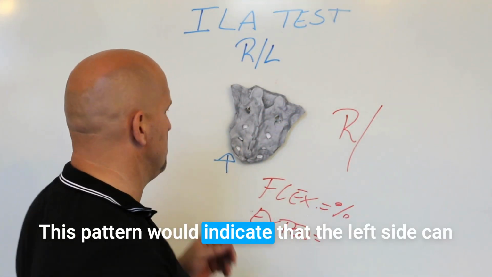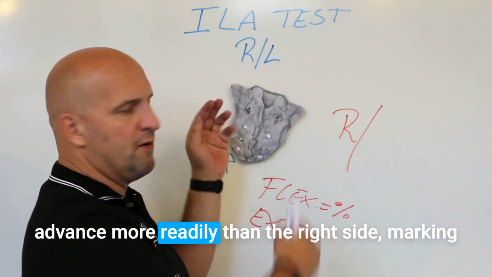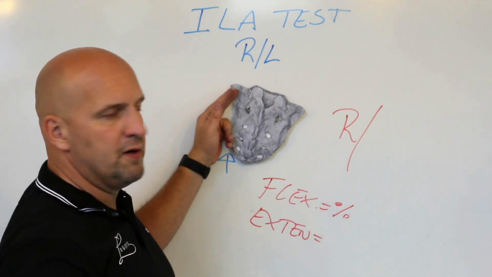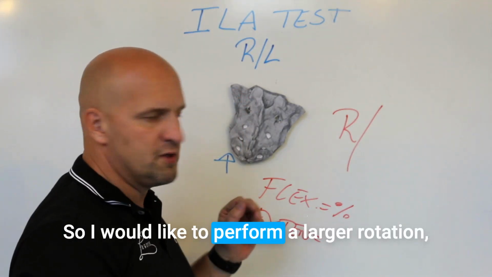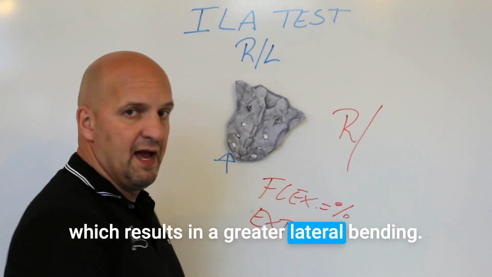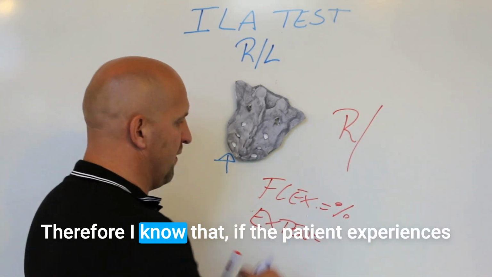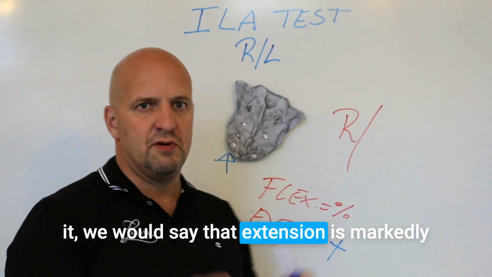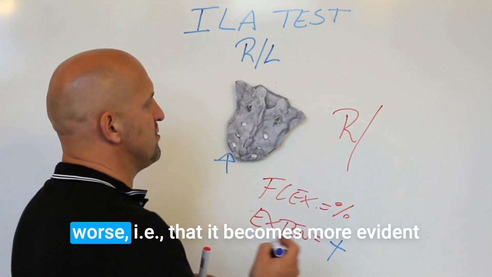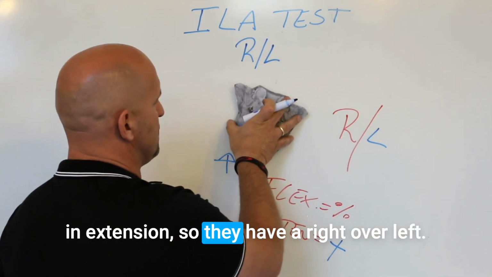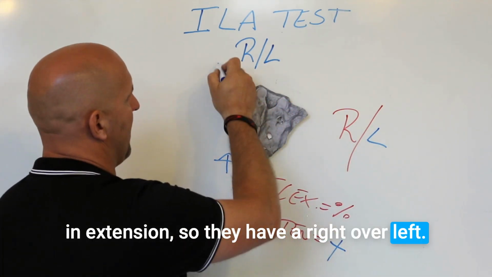This pattern would indicate that the left side can advance more readily than the right side, marking a clear asymmetry in forward progression. So I would like to perform a larger rotation, which results in a greater lateral bending. Therefore, I know that if the patient experiences it, we would say that extension is markedly worse, i.e. that it becomes more evident in extension, so they have a right over left.